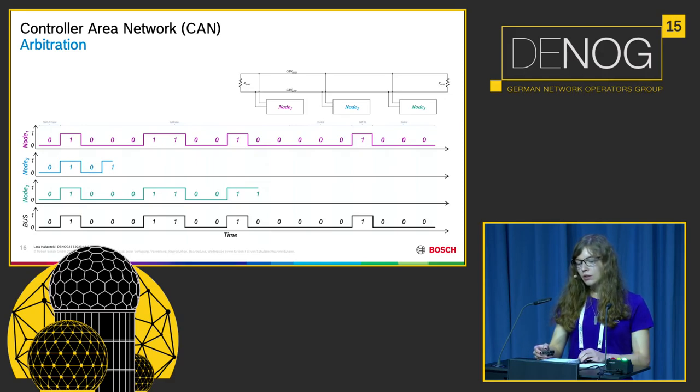Now node 1 can continue sending without even noticing that somebody else wanted to send, and the other nodes wait until it's their turn, until they have the highest priority. So in the end, the ID is somewhat like a priority, and the lower the ID, the higher the priority.